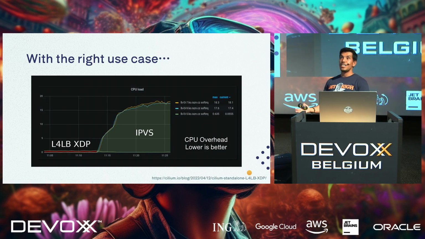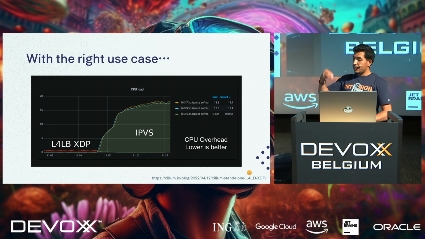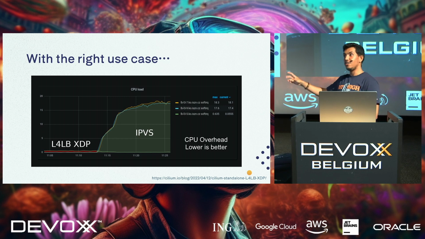However, when you have the right use case, Cilium has a nice blog from one of their clients where they noticed a drop in memory consumption when they switched to XDP, similar to the demo I did, but more enterprise ready.